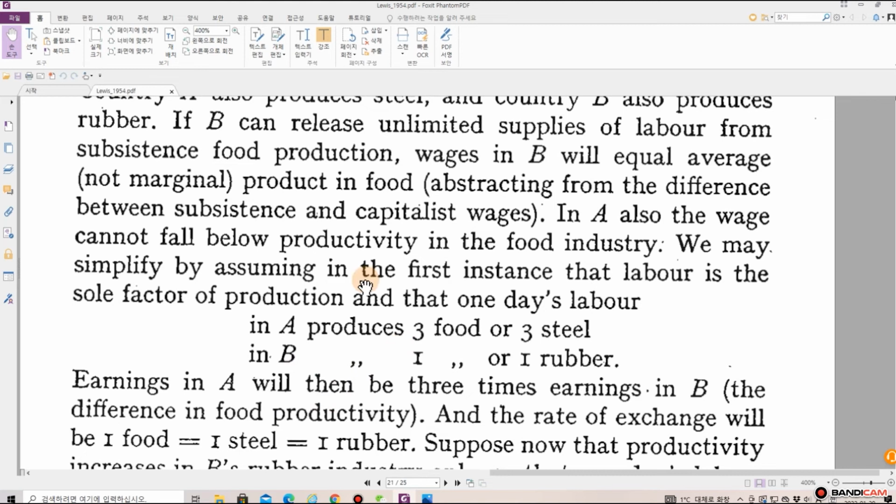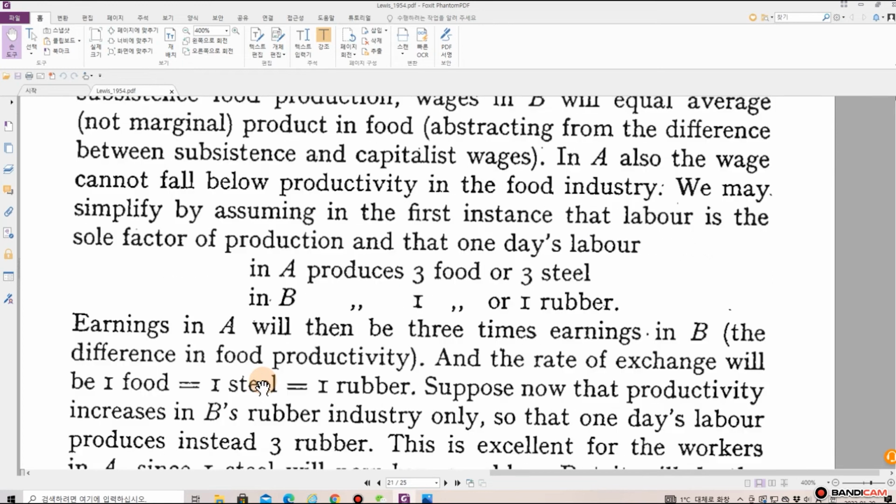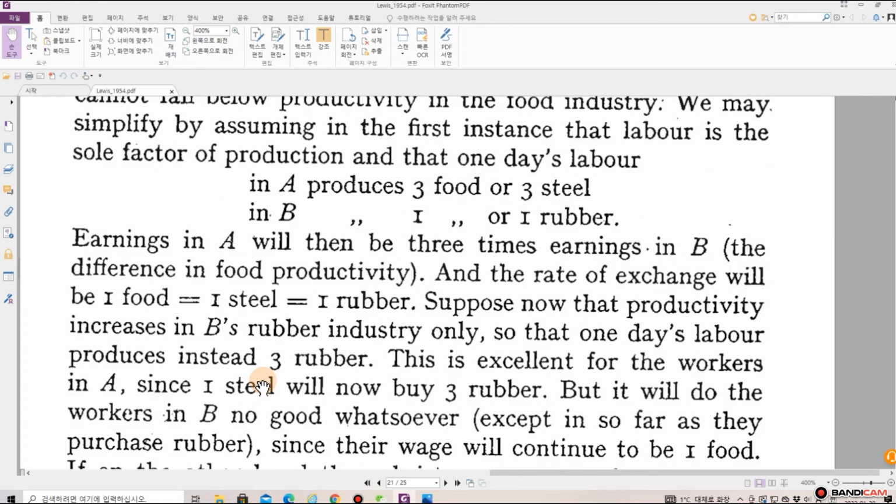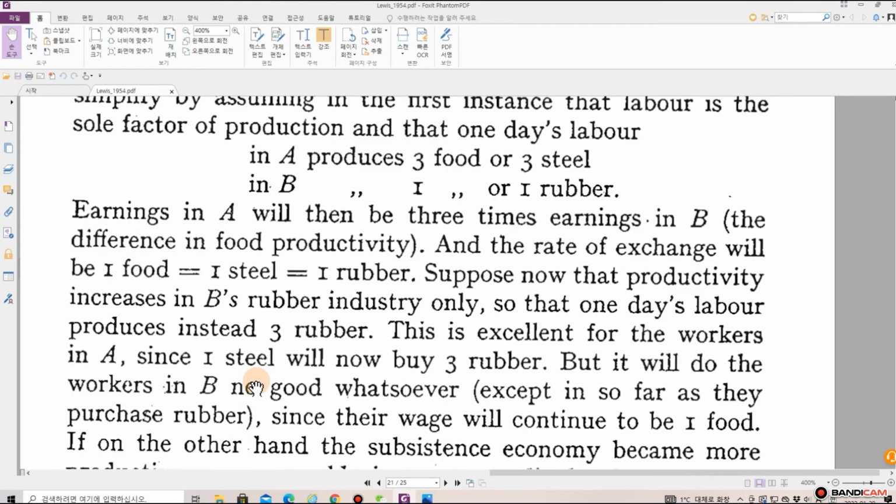We may simplify by assuming in the first instance that labor is the sole factor of production and that 1 day's labor in A produces 3 food or 3 steel. In B it produces 1 food or 1 rubber. Earnings in A will then be 3 times earnings in B, the difference in food productivity, and the rate of exchange will be 1 food equals 1 steel equals 1 rubber.